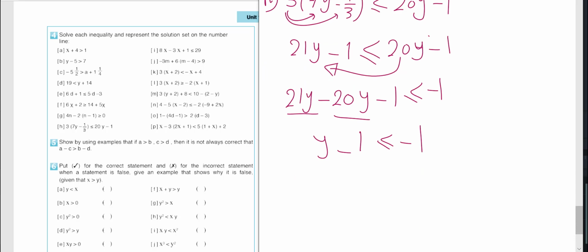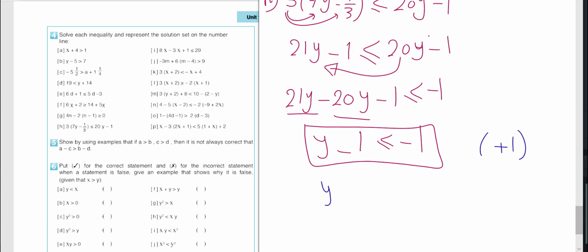It becomes the normal form of inequality: y minus 1 less than or equal negative 1. So I add plus 1: y minus 1 plus 1 less than or equal negative 1 plus 1. Here negative 1 plus 1 sum is equal 0. This time we write 0, so y less than or equal 0.